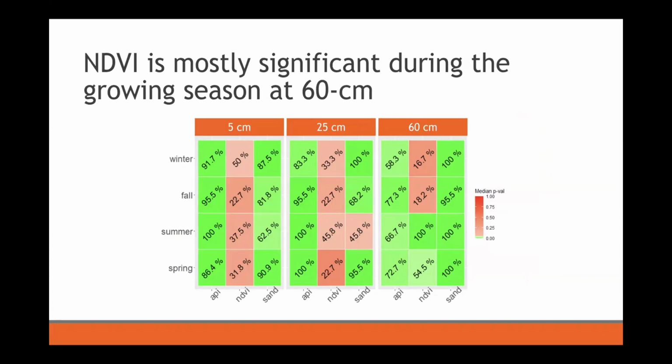So what you're looking at here is the percentage of time that each of the variables on the x-axis were significant for the 4 seasons and 3 depths, and the color green is when the median p-value was below 0.05, and the red one is when it was above. And I just want you to focus on these two little squares that are just telling us that NDVI was significant for the 60 centimeter depth in summer and spring.